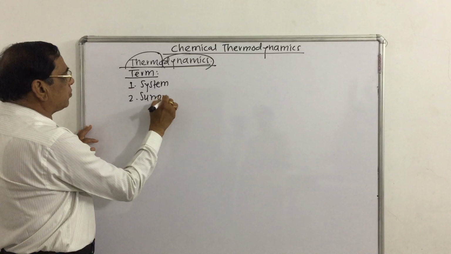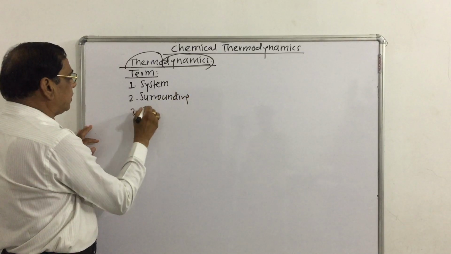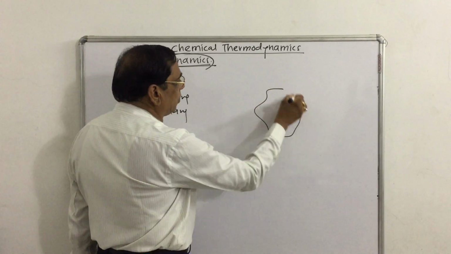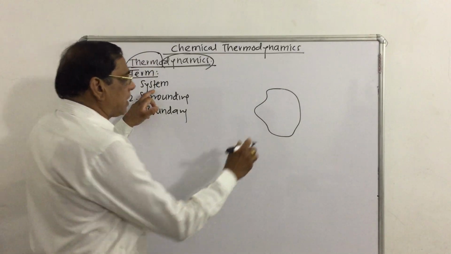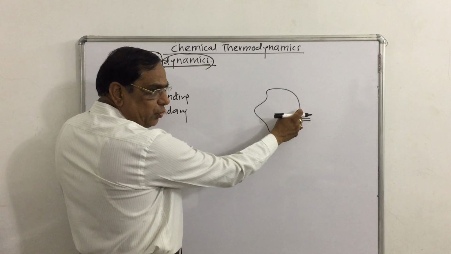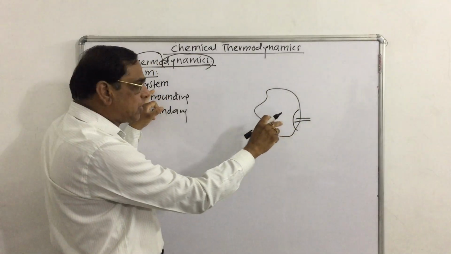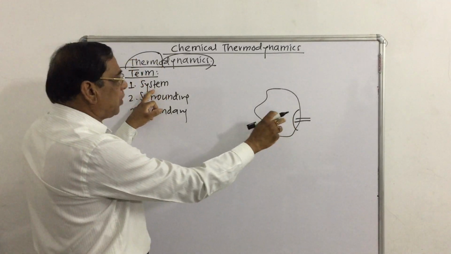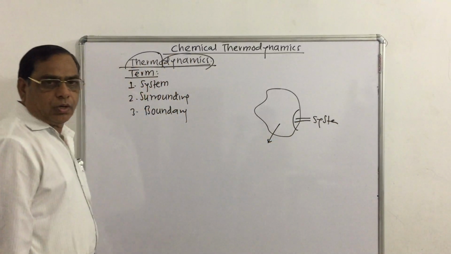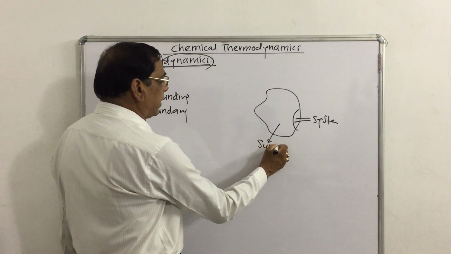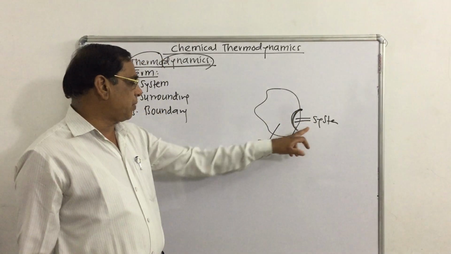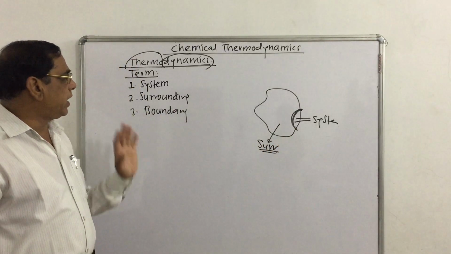Second, what is meant by surrounding. Third is called boundary. Now suppose consider this is the universe. We are living here, we are studying here. The part of the universe which is undergoing thermodynamic study is called a system, and the remaining part of the universe is called a surrounding, and the real or imaginary line by which the system can be separated from the surrounding is called a boundary.